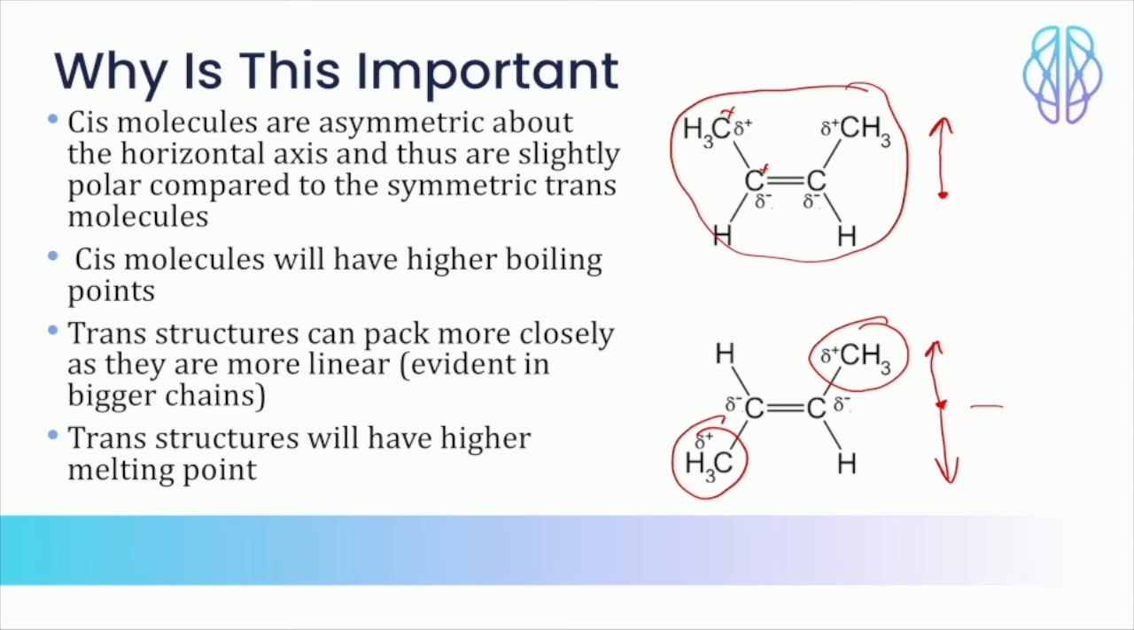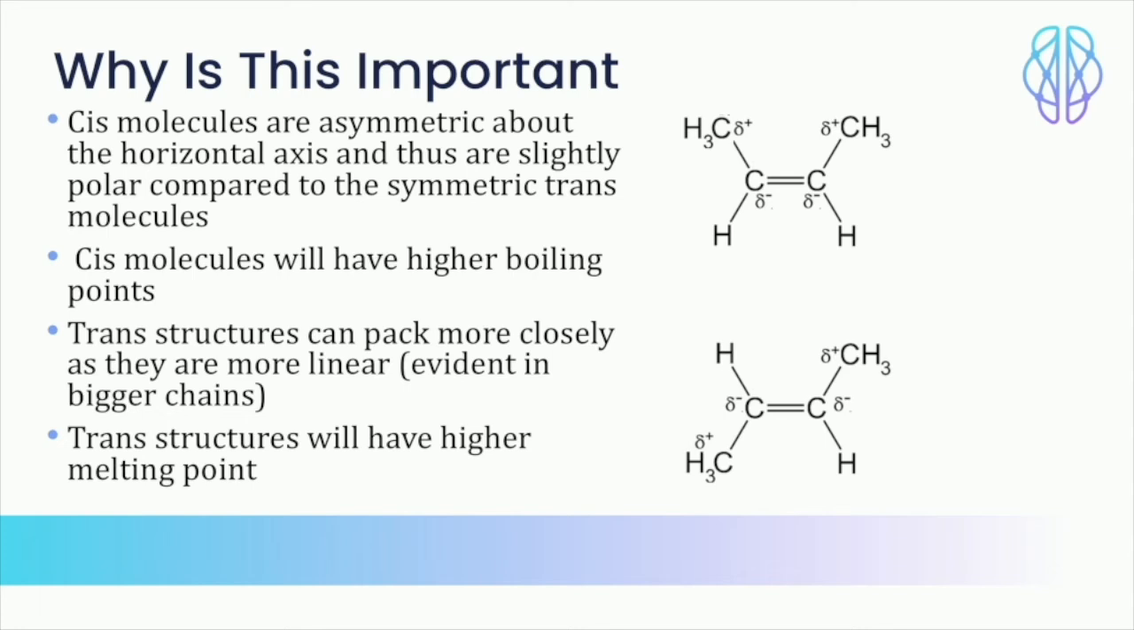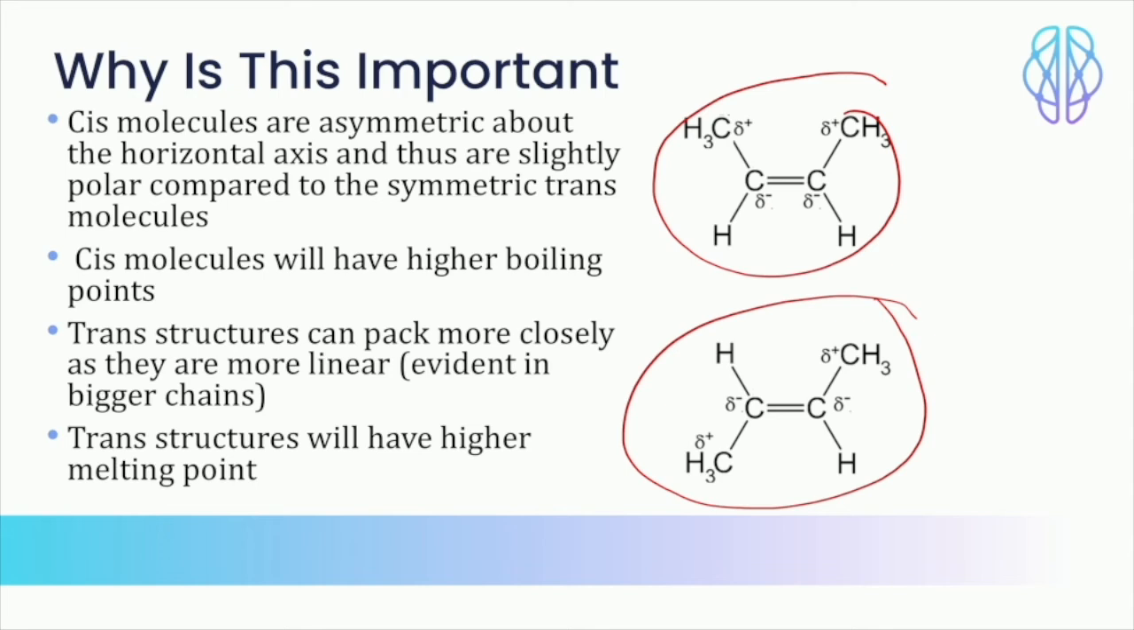The cis molecule has stronger intermolecular forces due to its polar nature. So thus it will have a higher boiling point. The melting point is where things get a bit interesting. So this cis molecule can't pack as neatly close together with other cis molecules as this trans molecule can. And this is actually apparent when you have longer chains. So this trans molecule will tend to be a lot more linear. And if things are linear, we can pack them nicely. Thus, the trans structure will have a higher melting point.